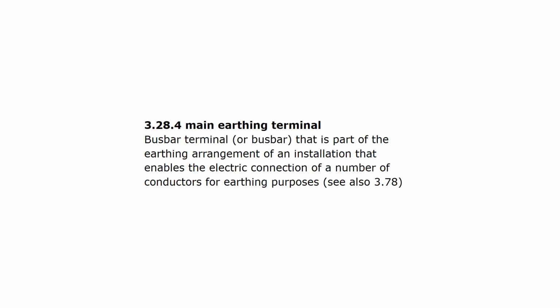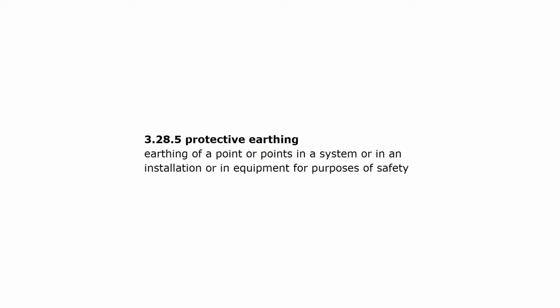Main earthing terminal, bus bar terminal or bus bar that is part of the earthing arrangement of an installation that enables the electric connection of a number of conductors for earthing purposes. Protective earthing, earthing of a point or points in a system or in an installation or in equipment for purposes of safety.